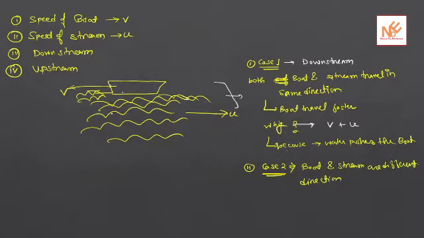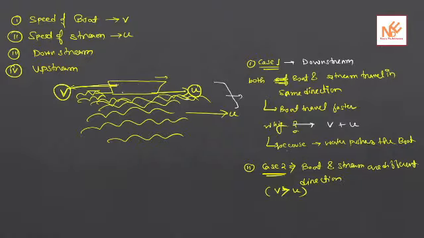Then what happens in this case? The boat tries to travel in this direction, but the water pushes it in that direction. Here the boat already travels in this direction, so v is greater than u. Still, the boat travels in this direction at a slow speed, because the boat tries to travel in that direction but the water pushes the boat back.